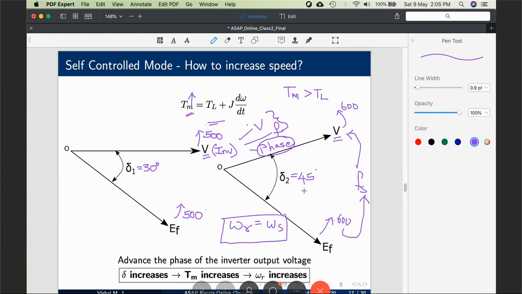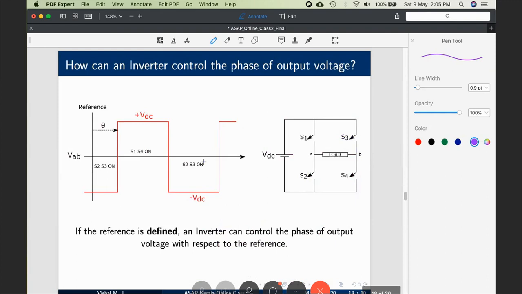Now, we have seen how we control the voltage V by pulse width modulation, and how we control frequency by frequency modulation. Now let's see how we control the phase of an output voltage. Consider a three-phase inverter. For simplicity's sake, I am considering only phase A, the red phase, RYB.